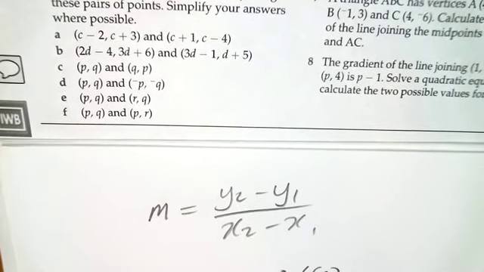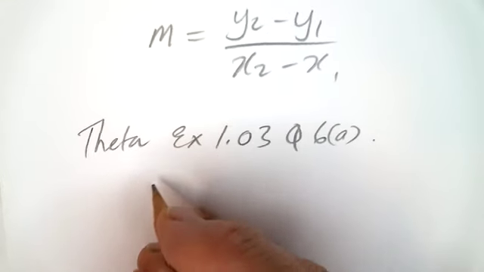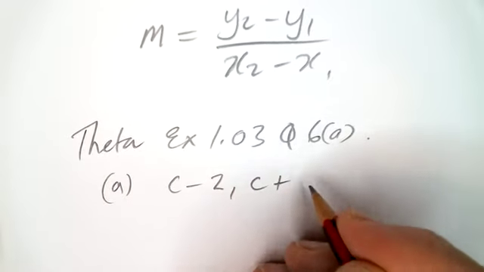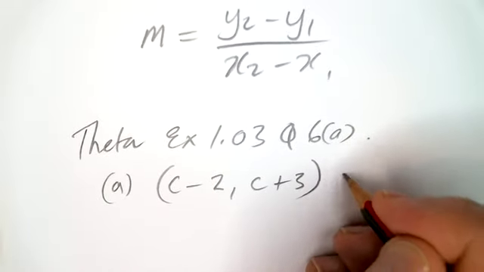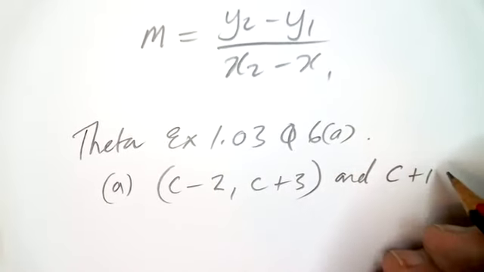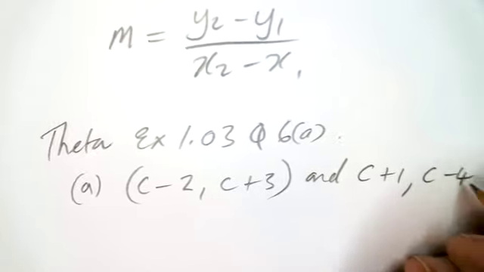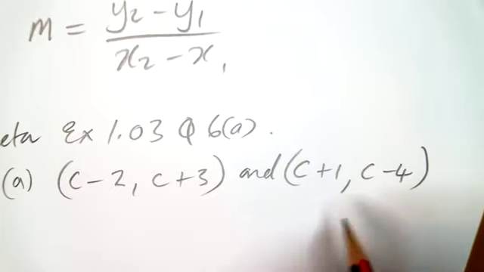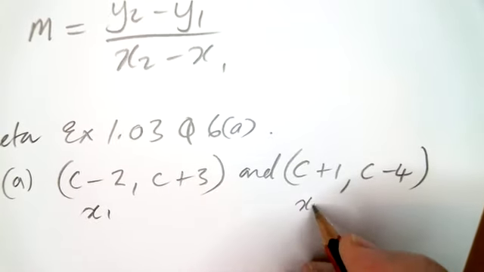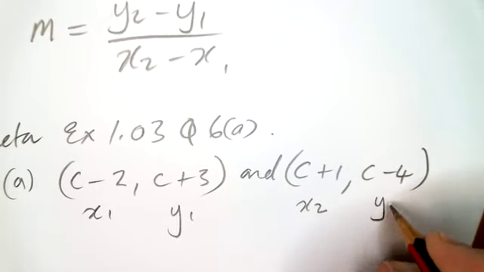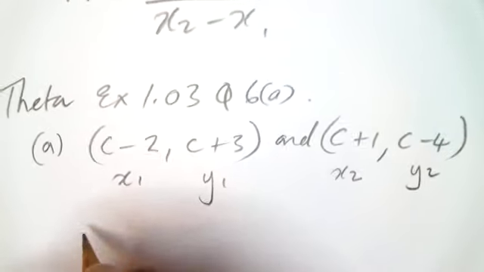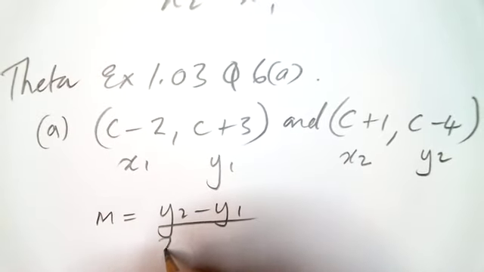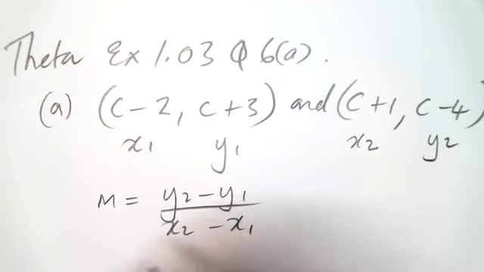Okay. So A states, I'll write this out here. A is (c minus 2, c plus 3) and (c plus 1, c minus 4). So the way I tend to think about this is, let's designate these: this is x1, this is x2, and this is y1, and this is y2. So m, I'll restate the equation, m is equal to y2 minus y1 over x2 minus x1. Okay, let's begin.